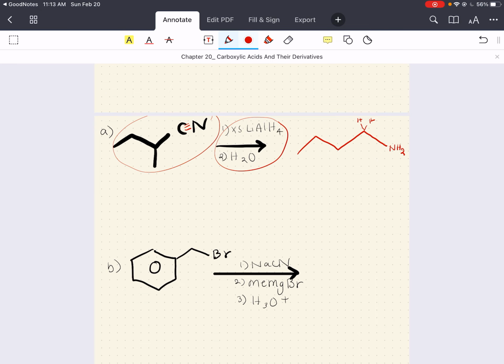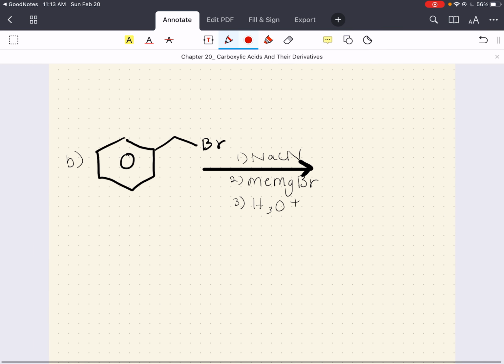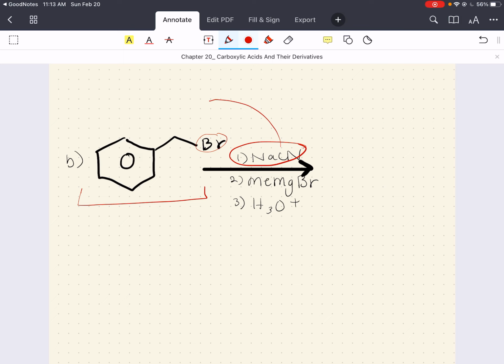Now we can also do the second problem. It doesn't want to zoom in for me. There we go. Sorry about that. Here we have this aromatic ring that has this bromine group. Our first set of reagents is going to do an SN2 reaction where we convert the bromine to a cyano group. Fantastic. Now we have our nitrile.